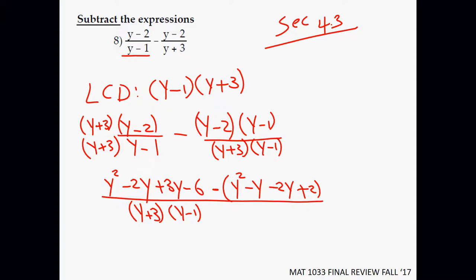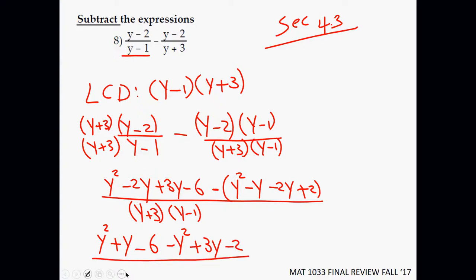Does it make sense? Maybe I can actually do it in the top section. All right, so let me expand it here. That would be y squared plus y, combining negative 2y plus 3y, which will be plus y, minus 6. Now this minus needs to go inside. It will be negative y squared, negative y, negative 2y, negative 3y, and then the negative will be positive 3y, and negative 2, over the same denominator, which is y plus 3 times y minus 1.